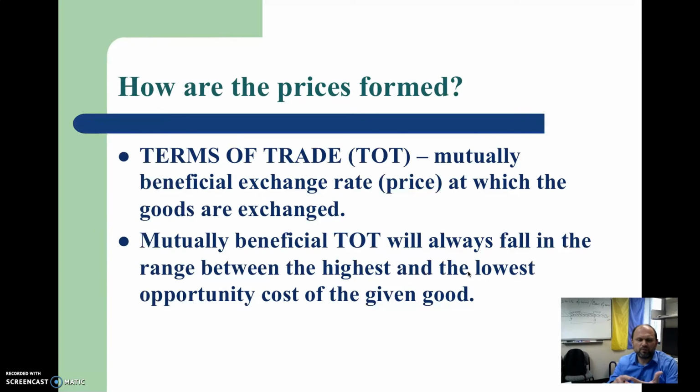So you should be able to describe and understand absolute and comparative advantage. You should be able to identify who has absolute and comparative advantage based on a specific numerical example similar to what I did here, and should be able to figure out the mutually beneficial terms of trade. Good luck.